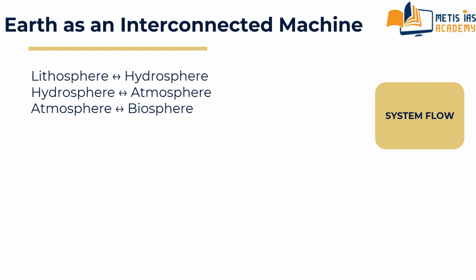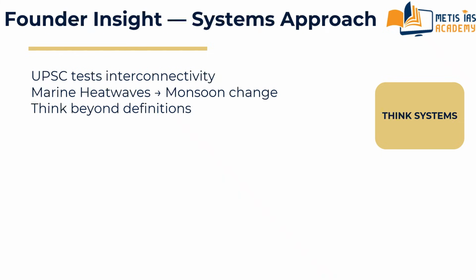Let us understand one key idea very particularly. Earth works like an interconnected machine. When atmosphere changes, climate changes. When hydrosphere changes, ecosystems change. When lithosphere changes, land use patterns change. And biosphere responds to all of them. For example, warming oceans influence atmosphere, which affects rainfall patterns over India. This is called interconnection between lithosphere, atmosphere, hydrosphere with biosphere.